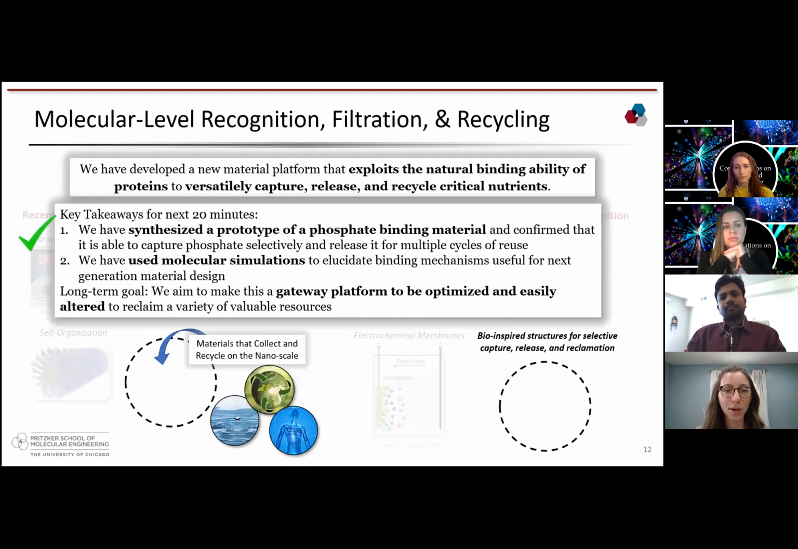Okay, so going back to the key takeaways for my talk. I just presented the basic information that we have synthesized and characterized this phosphate binding material, and confirmed that it can bind phosphate, does so selectively, and it can do it for multiple cycles. And then for the remaining few minutes of my talk, I'm going to talk about some interesting insights that we gleaned from molecular simulations that help inform future rounds of design.